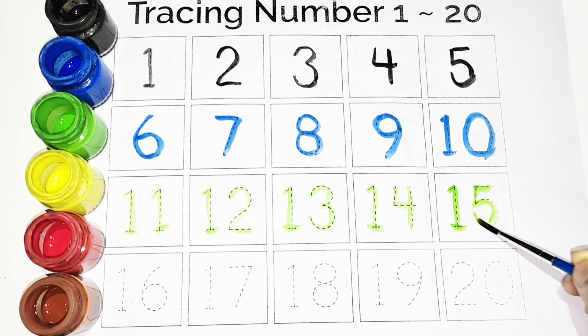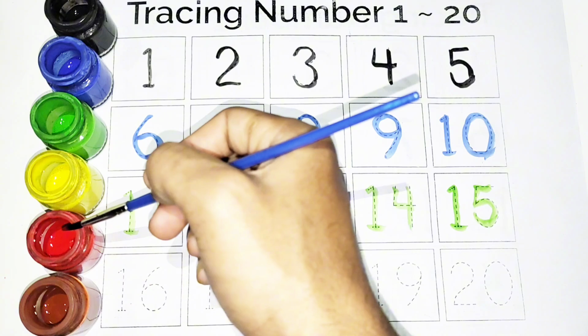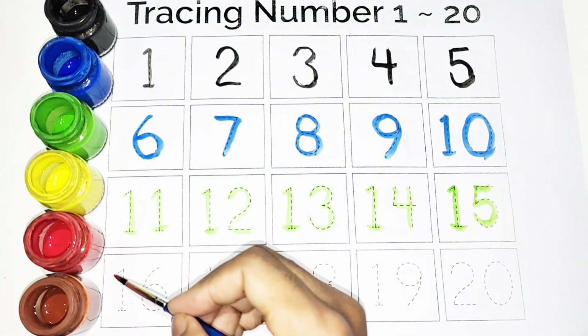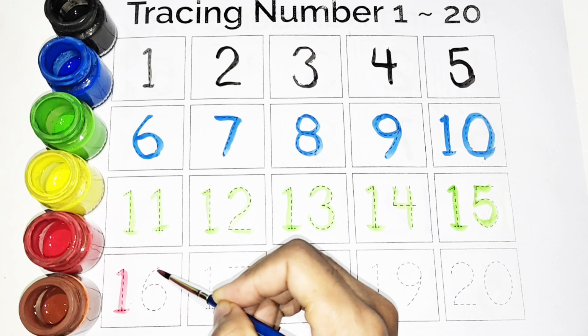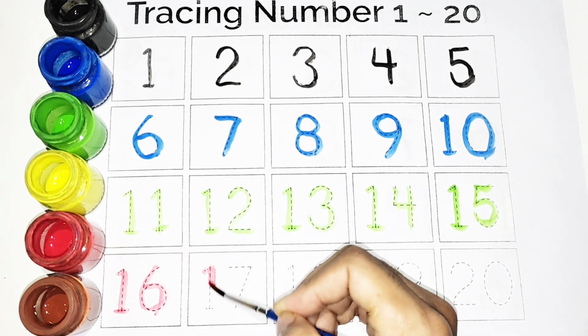Now we draw the number 15. The next one is 16. Now we use red color. Now we draw 16. And the next one is 17.